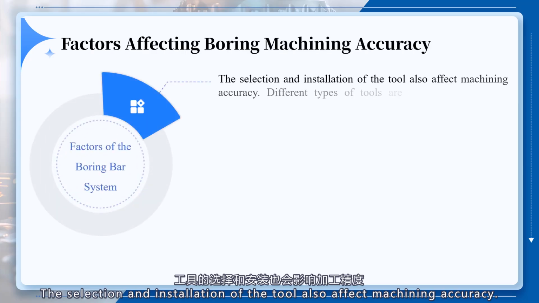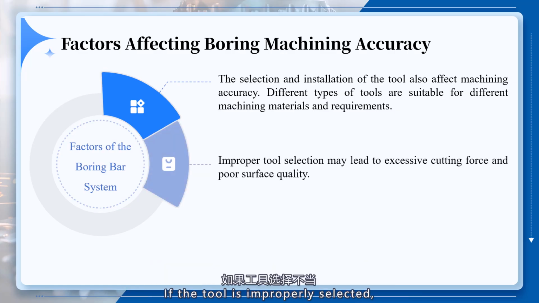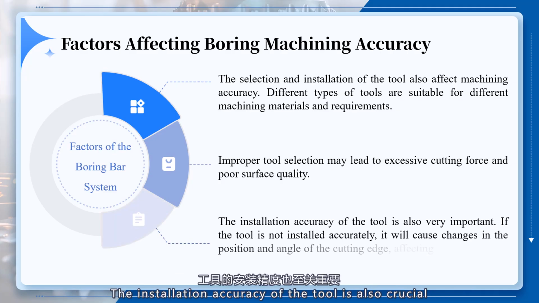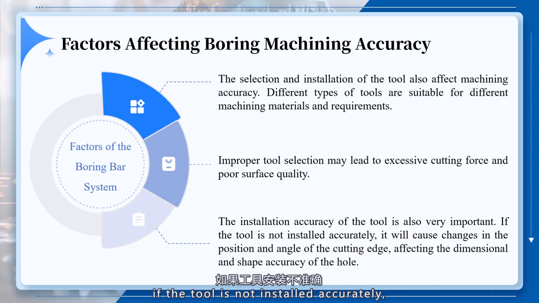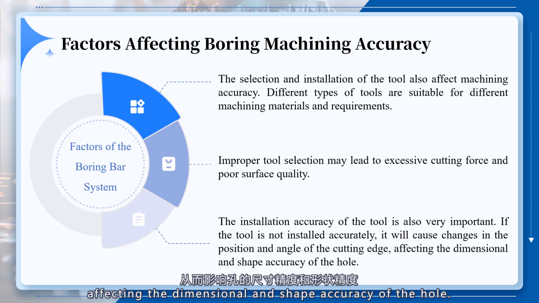The selection and installation of the tool also affect the machining accuracy. Different types of tools are suitable for different materials and machining requirements. If the tool is improperly selected, it may result in excessive cutting forces and poor surface quality. The installation accuracy of the tool is also crucial. If the tool is not installed accurately, it can lead to changes in the position and angle of the cutting edge, affecting the dimensional and shape accuracy of the hole.